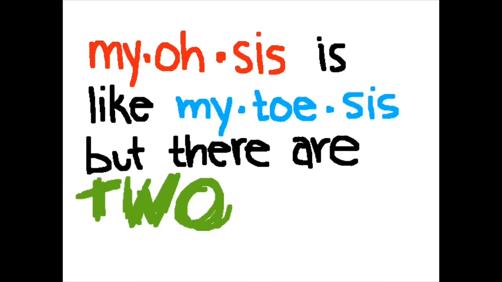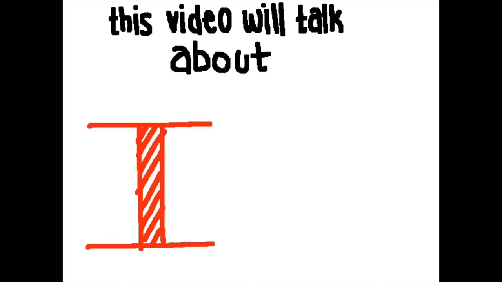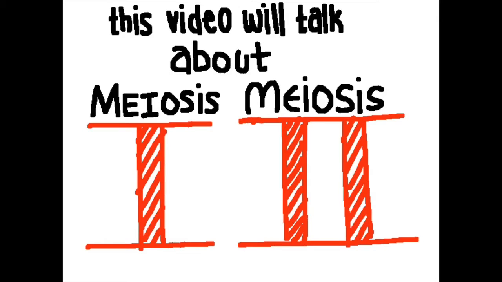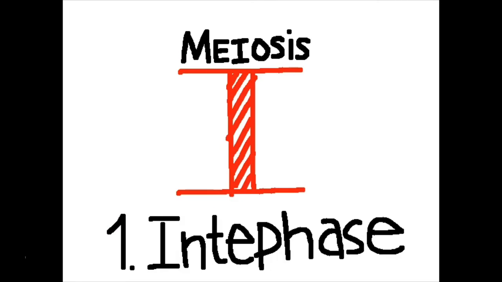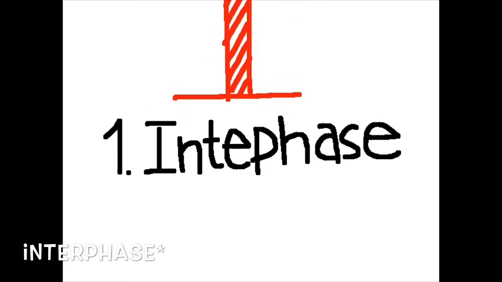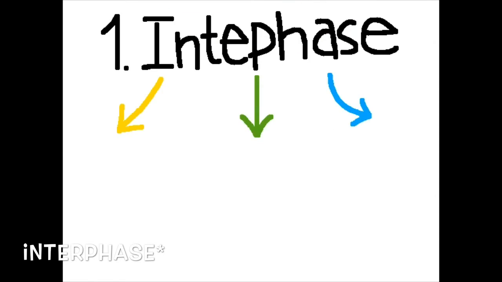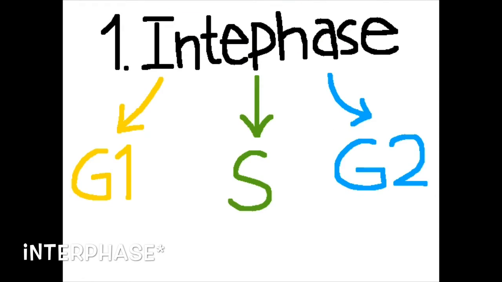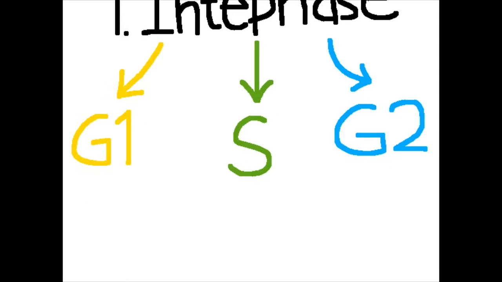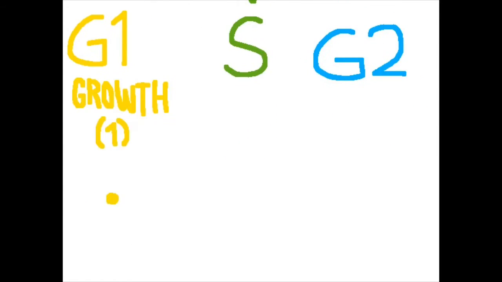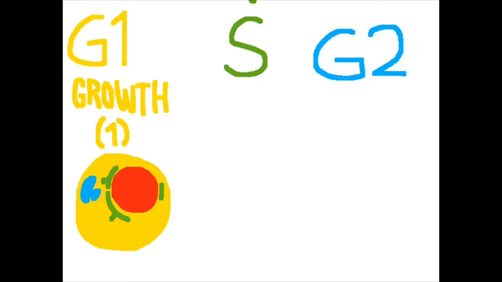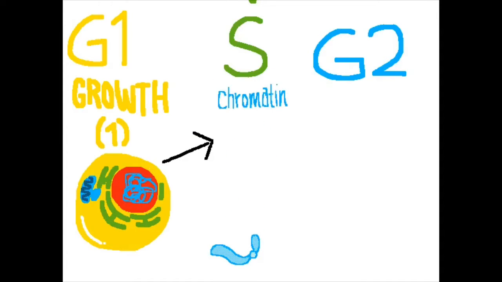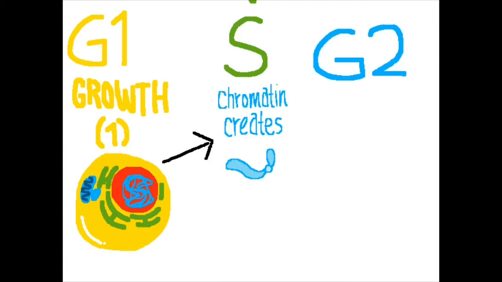Meiosis is like mitosis, but there are two cycles. And this video will be talking about both of them, meiosis 1 and meiosis 2. First phase of meiosis is interphase. Interphase is split up into G1, S, and G2. G1 stands for growth 1, and this is where the cell slowly starts to grow and mature. S stands for synthesis, and this is where the chromatin is copied. Lastly, there's G2, and this is where the cell continues to grow until prophase happens.